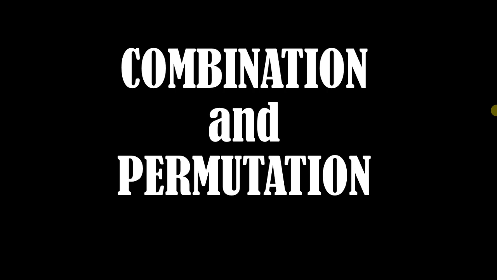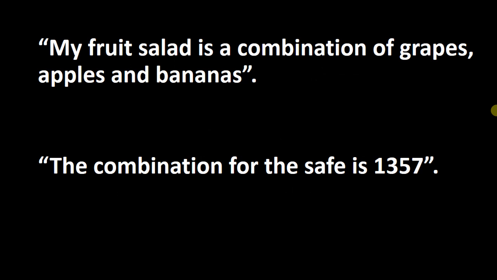Ano nga bang pinagkaiba ng combination at permutation? Meron tayong ditong dalawang sentences. Yung una, my fruit salad is a combination of grapes, apples, and bananas. Yung pangalawa, the combination for the shape is 1, 3, 5, 7. Okay, dun sa una, anong napapansin nyo? Okay, so kahit pagbalik-baliktarin natin yung grapes, apples, at bananas, ay fruit salad pa rin yun.